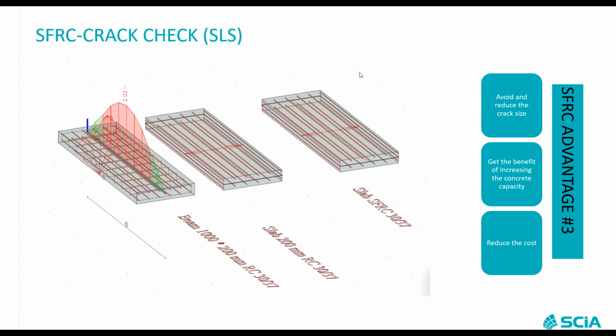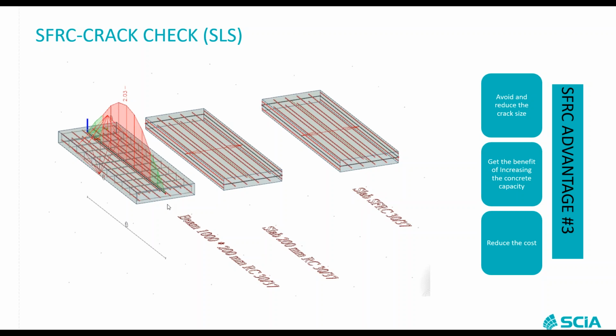For that reason, I prepared three models. The first model is a beam, but I gave it the dimensions of a slab to simulate the behavior of a slab, but as a 1D member. So it's a beam 1 meter wide, and the thickness is 200 millimeters, with only traditional reinforcement. The second one is a slab with the same amount of reinforcement, everything identical, but it's a slab. And the third example is the same slab, but this time I combine the traditional reinforcement with SFRC, with steel fiber. And I calculated the cracks.